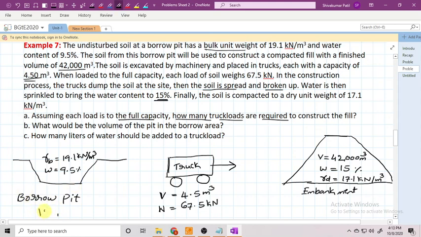So volume of pit, they are asking. And how many liters of water should be added? Okay, so see, from 9.5% of water content they increased to 15%. So for that purpose, how many liters of water should be added to a truckload? Suppose one truckload is dumped here. How many liters of water should be added to that soil before placing in the embankment? That is the third question.